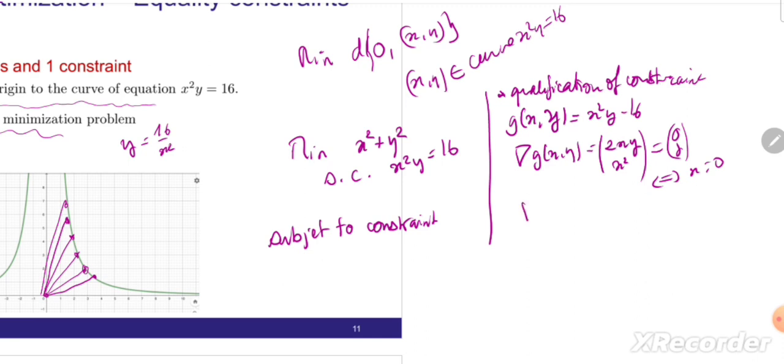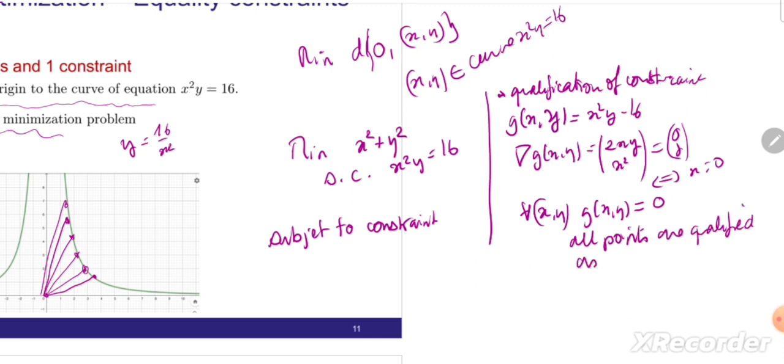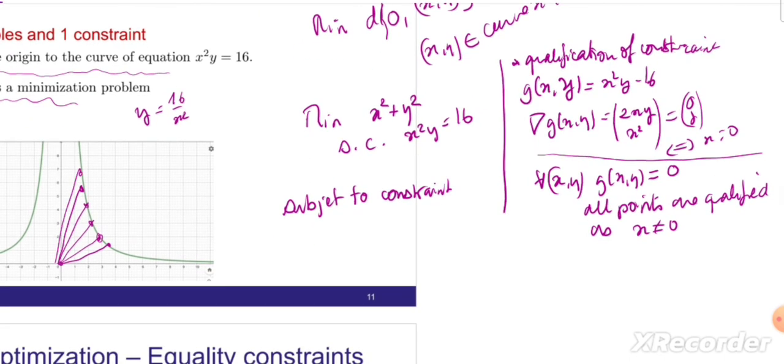Okay, so for all xy such that g of xy is equal to 0, all points are qualified as x is different from 0. All right? So I don't have to worry anymore about the qualification of the constraint. I won't have to study points that are not qualified, because all my points are qualified. So now let's go on.